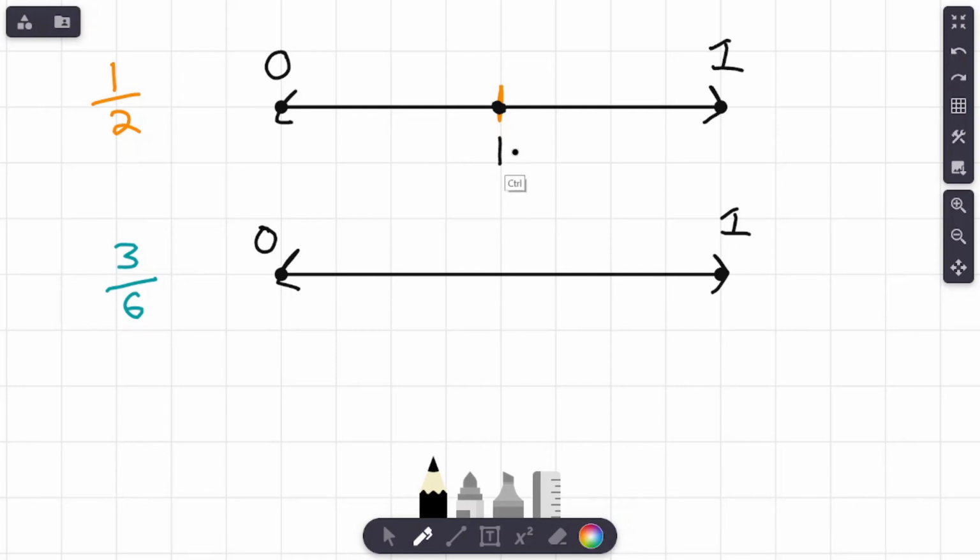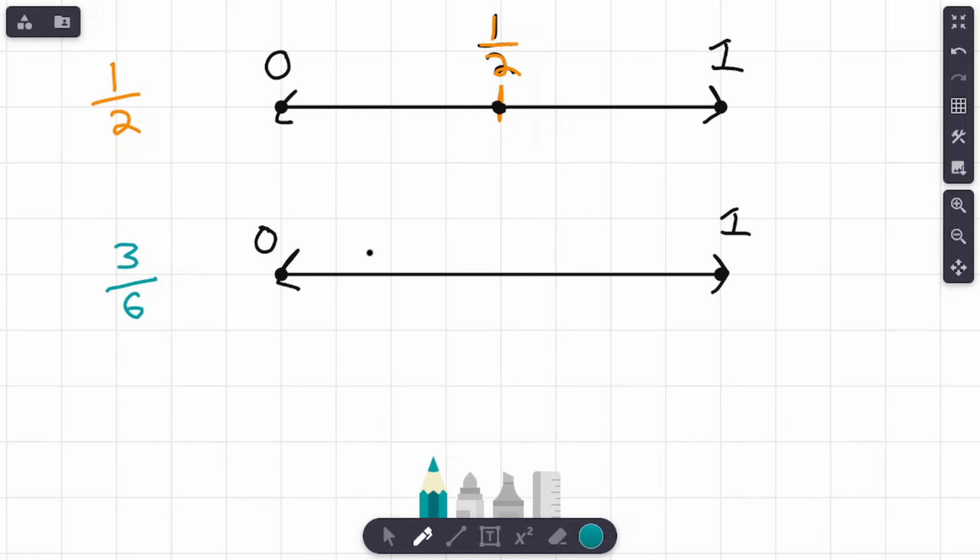Let me rewrite that so it's a little bit easier to see. There we go. All right, 1/2 right here. I am doing a bad job of writing it. There we go, 1/2. All right. Now, the other fraction we had was the fraction 3/6. So, what's our denominator in this fraction? The denominator is 6. So that tells us how many equal sections we're going to need. We're going to need 6 equal sections.